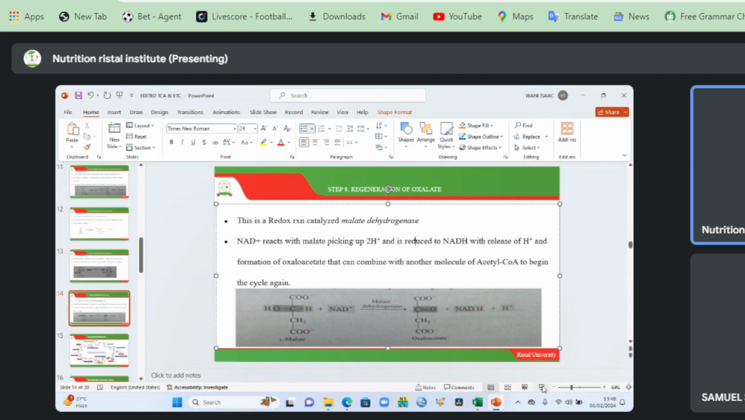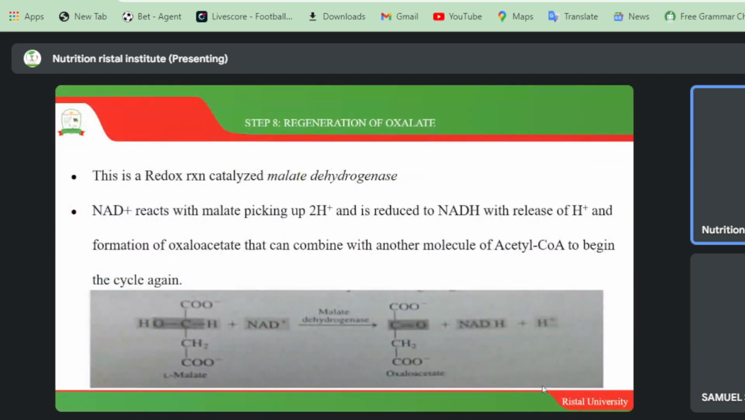Let me go back to my presentation mode. It is reduced to NADH with the release of a proton and the formation of oxaloacetate that can combine with another molecule of acetyl CoA to begin the cycle once again. So that is it. This is a redox reaction catalyzed by malate dehydrogenase. I think these statements now make sense.